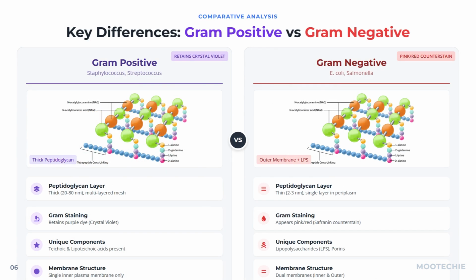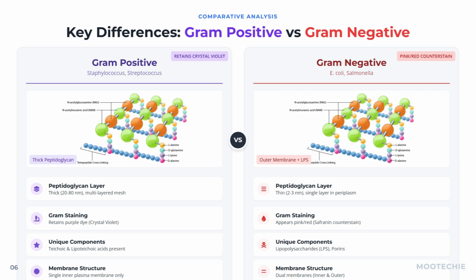Comparative analysis. Key differences: gram-positive versus gram-negative. Let's put them side by side to solidify these critical distinctions. On the left, gram-positive with examples like Staphylococcus and Streptococcus. On the right, gram-negative with examples like E. coli and Salmonella. Peptidoglycan layer.